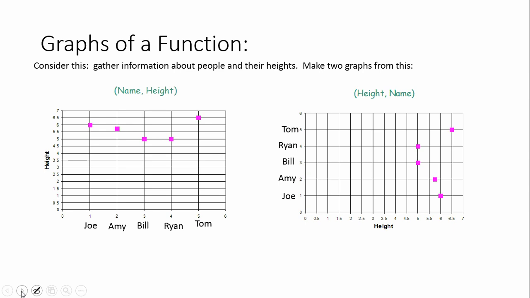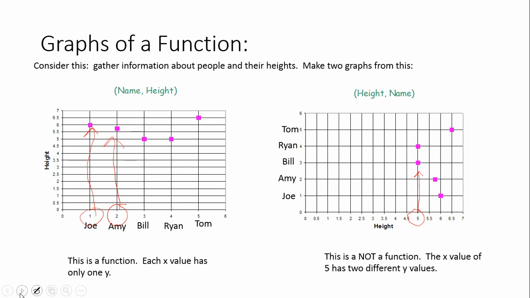So if we take a look at the first one with the names on the bottom, you can see that every x value here has one y value. So remembering what we learned about functions, this is a function. Every x has one y. Now over here, this x value has two different y values. That means it is not a function. So the x value of 5 has two different y values. That means that it's not a function at all.